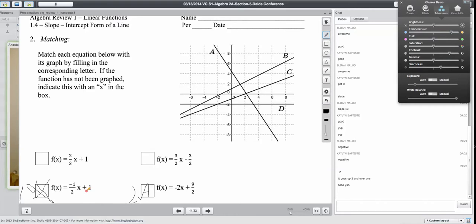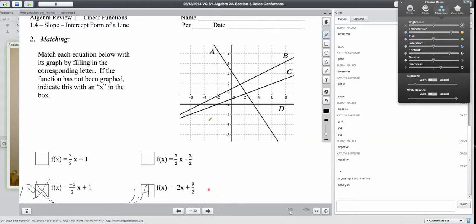Why can't it be this one? Well, because take a look at the intercept. If the intercept over here says it's positive 1, does A intercept at positive 1? No. So therefore, it's not the answer. Boom, right off the bat. I knew the answer had to be this one.